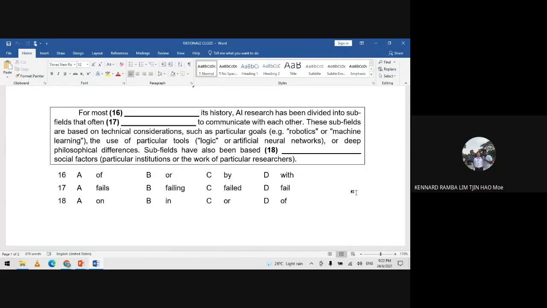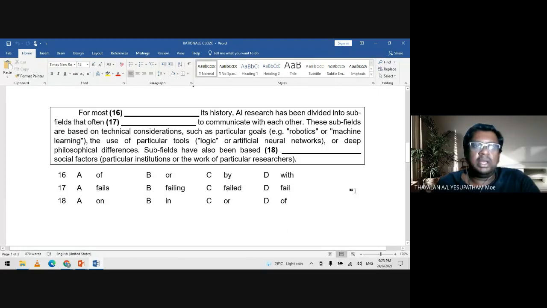Sure, sir. For most of its history, AI research has been divided into subfields that often fail to communicate with each other. These subfields are based on technical considerations such as particular goals, e.g., robotics or machine learning, the use of particular tools, logic or artificial neural networks, or deep philosophical differences. Subfields have also been based on social factors, particular institutions, or the work of particular researchers.